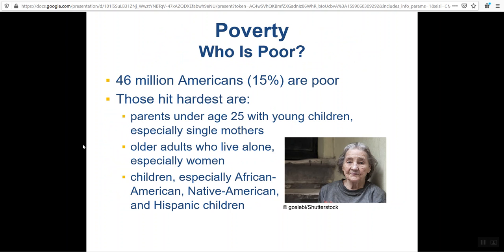Poverty is an increasing issue in society, particularly in American society. 46 million children are estimated to be living at the poverty level, and these numbers seem to be increasing. Younger parents with younger children, particularly single mothers or single fathers, struggle more with poverty issues, as well as older adults and individuals in minority and indigenous backgrounds.